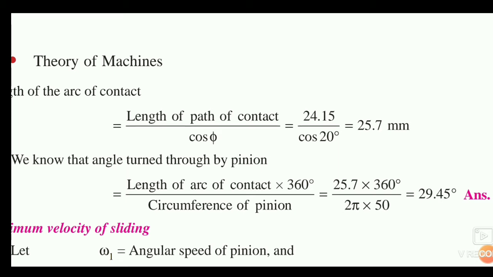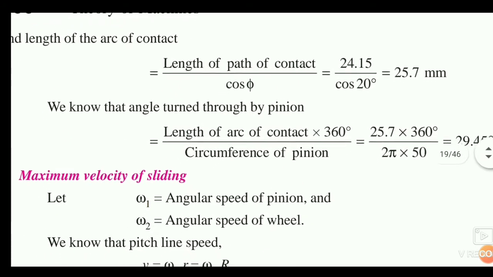25.7 into 360 divided by circumference, which is nothing but 2 pi r. Since it is pinion, 2 pi into r, the small r. So 50 is given, so we'll substitute it. We will get the answer as 29.45 degrees. So that is how you will find that out.